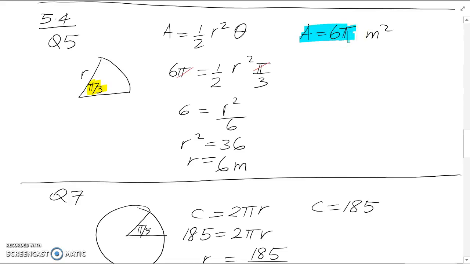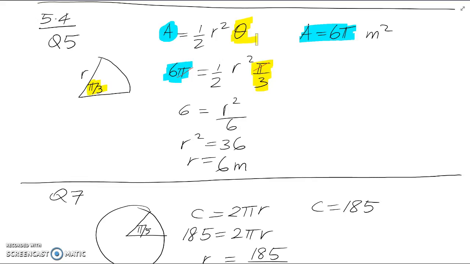Alright, so I'm going to use that 6 pi square meters. That 6 pi can now be put in here instead of A for area into the formula for area of a sector. And given that it subtended an angle of pi on 3, that's where we're going to put it in our formula. Right there. R we don't know, and that's what we're trying to find. So I'm going to divide both sides by pi. That cancels the pi off. You can see I've done that with the red line.